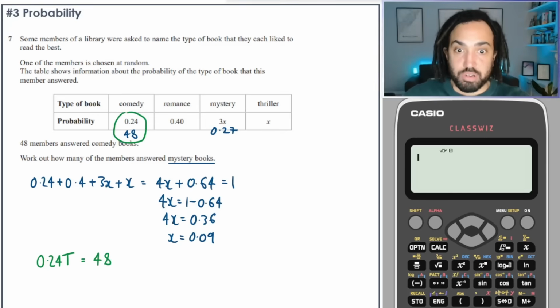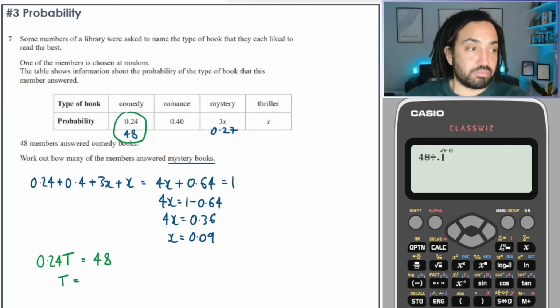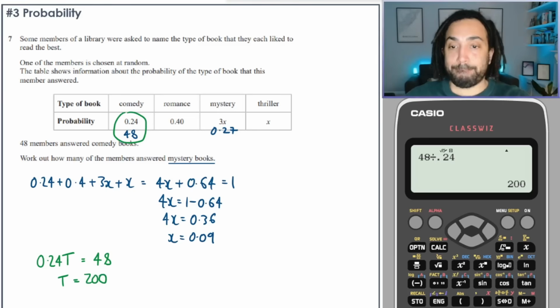Because 0.24 is the probability that you pick comedy, there must be 0.24 times the total number of people. That will equal how many people liked comedy. So the total number of people we can get by doing 48 divided by 0.24. That's 200. So 200 people took this survey.